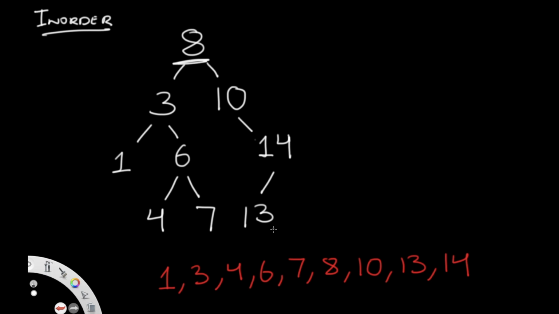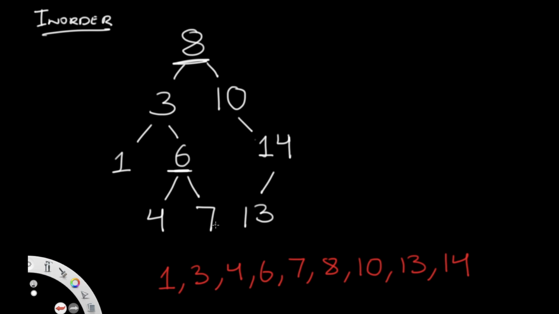Let's say one more example. Let's take 6 and assume 6 to be our root. Whatever's to the left of 6, which is 4, has to be less than 6, and it is. Over here we have 7, and obviously 7 has to be greater than 6. In this case, that's true.